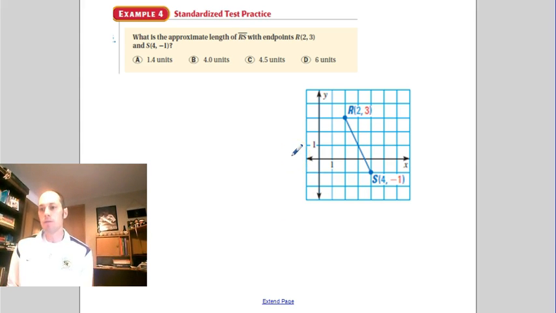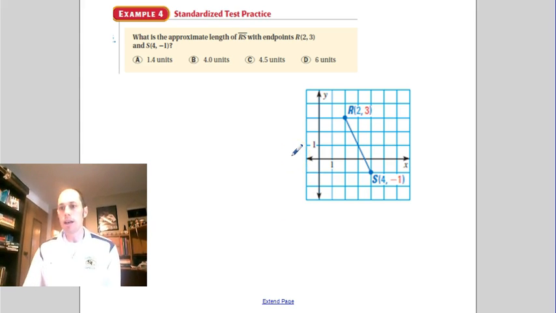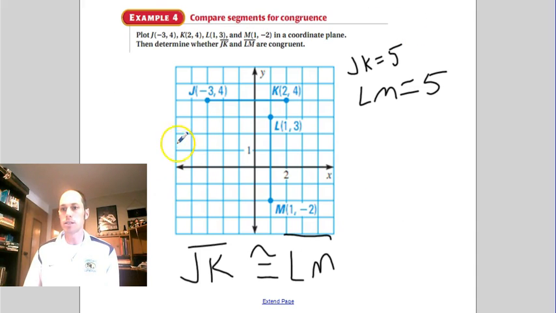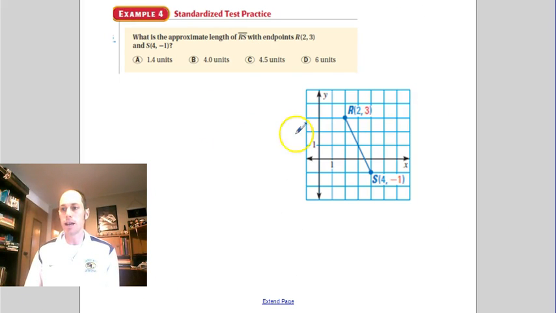Same thing here. We have segment RS, its endpoints at R (2, 3), and S is at (4, -1). Now we're asked to find the approximate length. Now if you recall, when we were finding the lengths of these segments, it was easier because we could just count horizontally or vertically. When we get a line that is not horizontal or vertical, we have to do a little bit more work to find that.